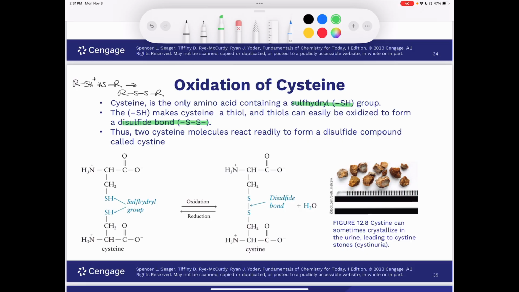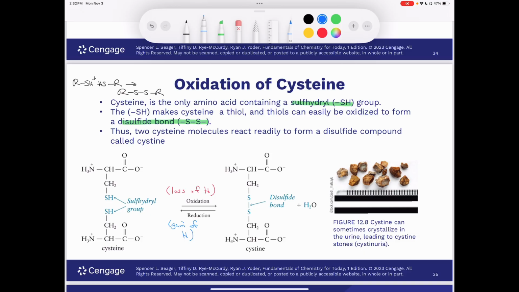So all chemistry students need to know what a disulfide bond is. And thus two cysteine molecules can react readily together to form cystine, which is this disulfide compound here. And you see the sulfhydryl groups undergoing oxidation, right? Because oxidation is loss of hydrogen, and we form our disulfide bond. And then reduction is what? It's gain of hydrogen, like that. And cystine can sometimes crystallize in urine, leading to cystine stones that are shown here.